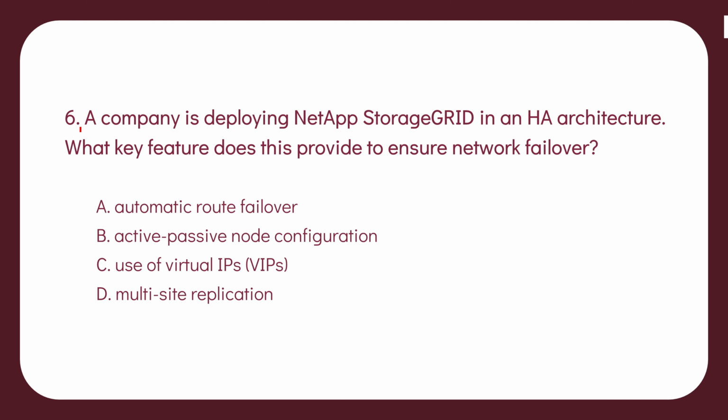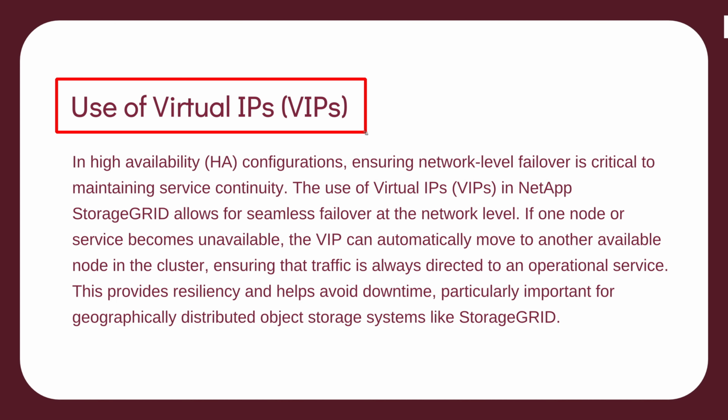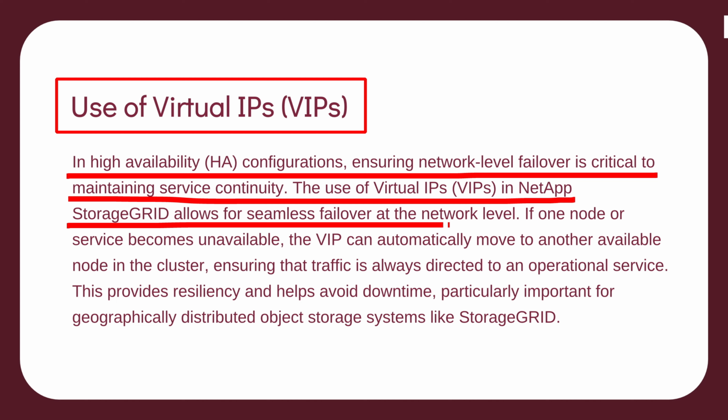Question 6. A company is deploying NetApp StorageGRID in an HA architecture. What key feature does this provide to ensure network failover? The knowledge points of this question are: use of virtual IPs. In StorageGRID's HA setup, virtual IPs ensure that if one node goes down, the traffic is automatically redirected to another node. This keeps everything running smoothly, with minimal downtime or impact on your services.